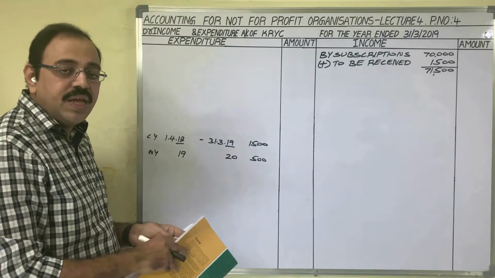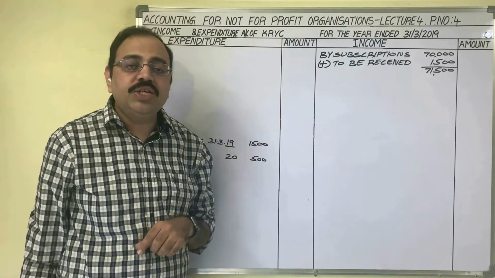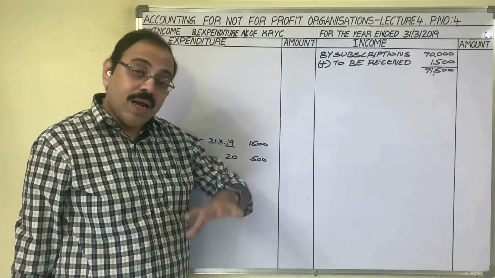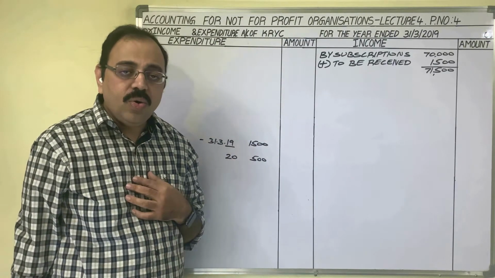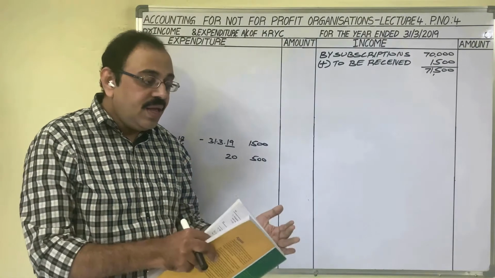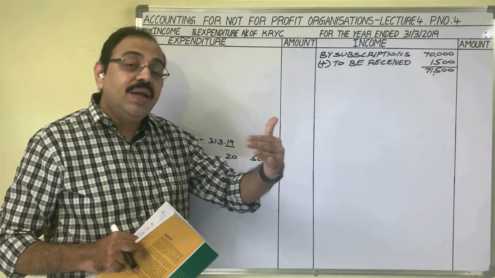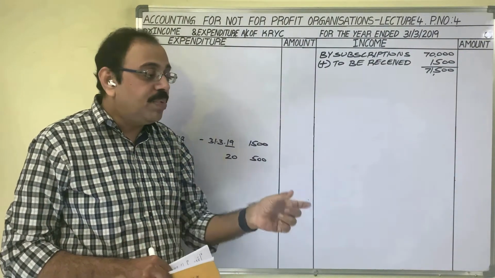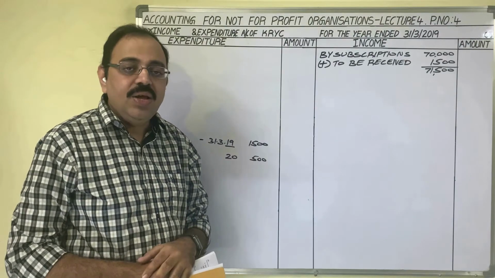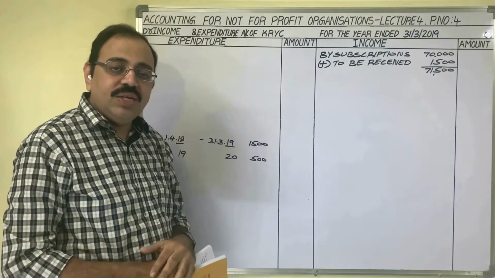Why are we deducting? Because why are we preparing this income and expenditure account? To know the current year surplus or deficit. We want to know whether the current year cash balance is sufficient to meet current year expenses or not. To know that, to know the surplus or deficit of the current year, only current year incomes and current year expenses we should consider.